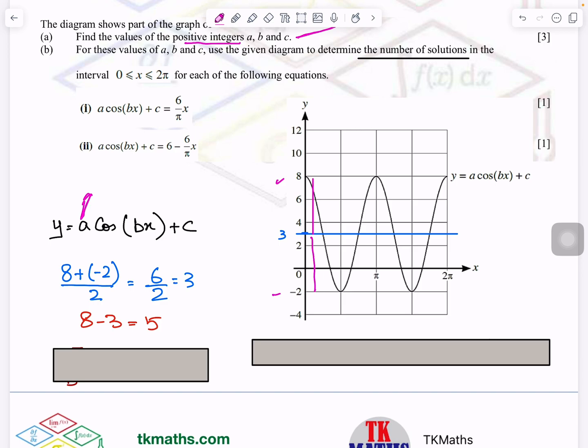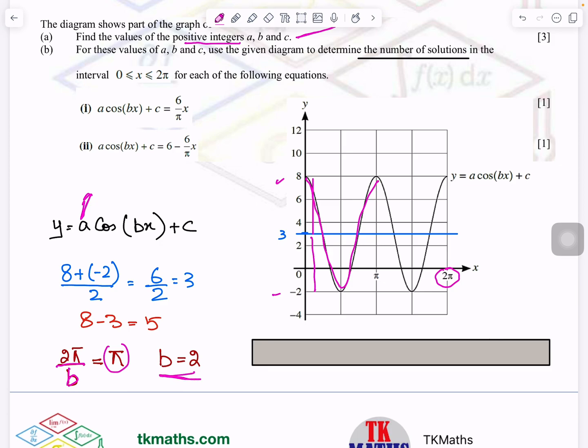After that, now I have to find out B. So what did I tell you? The concept is within 2 pi, you are dividing it by what to get pi. Pi is telling me one complete cycle, right? So I'm doing 2 pi divided by B is equals to pi, so B is 2.